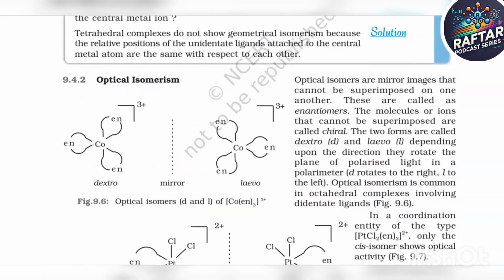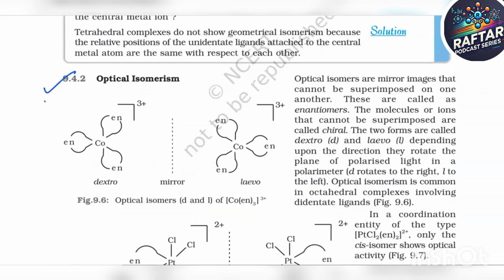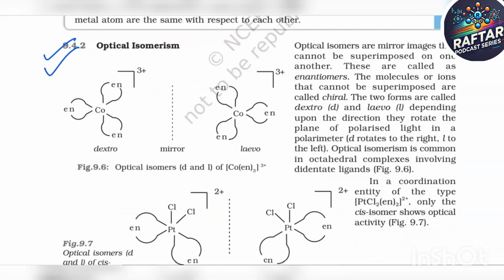5.4.2 Optical isomerism. Optical isomers are mirror images that cannot be superimposed on one another. These are called enantiomers. The molecules or ions that cannot be superimposed are called chiral. The two forms are dextro (d) and laevo (l), depending upon the direction they rotate the plane of polarized light in a polarimeter. d rotates to the right, l rotates to the left.